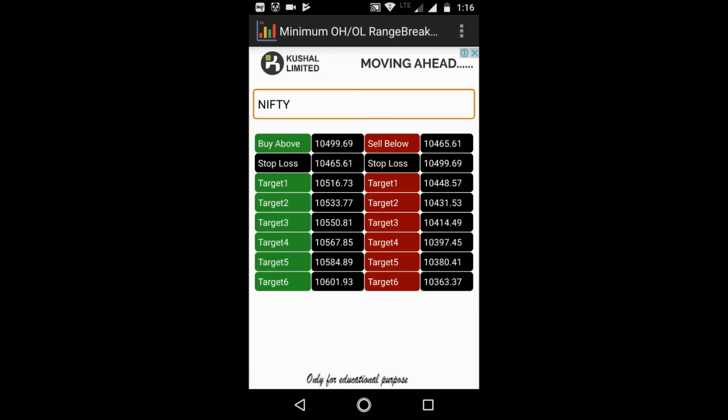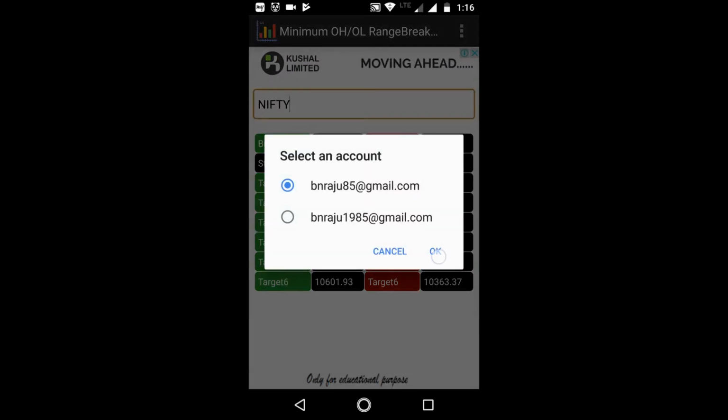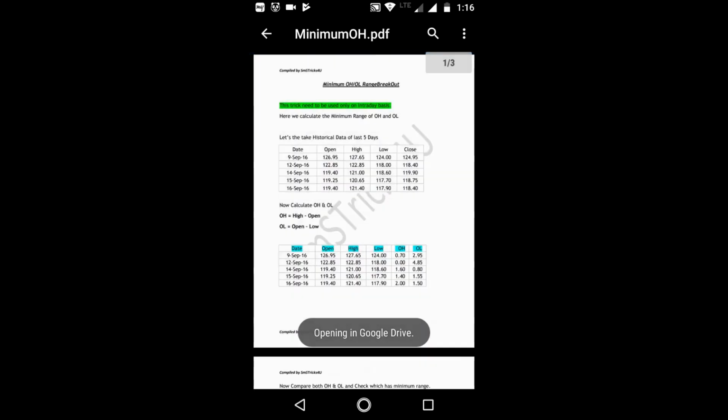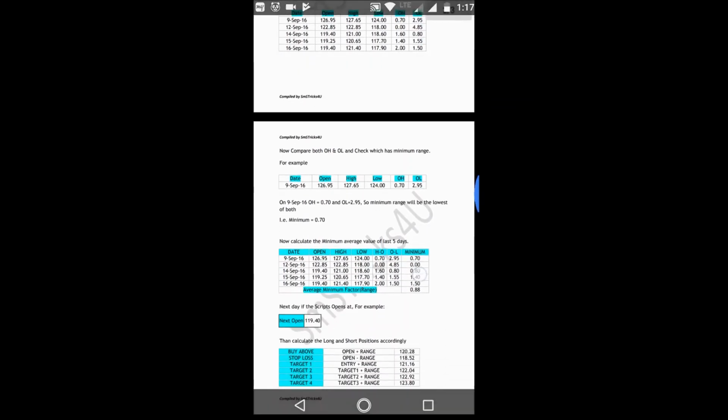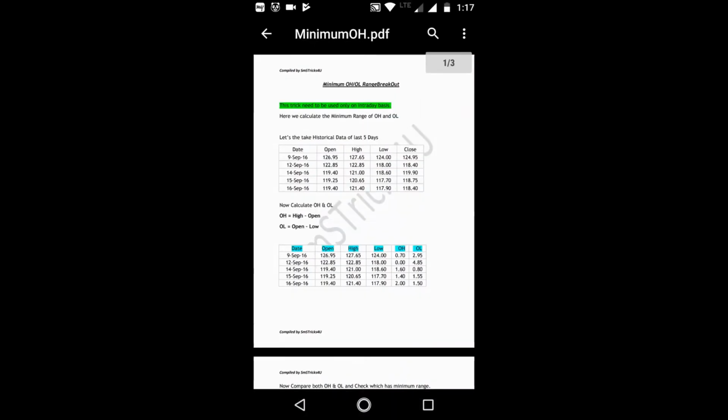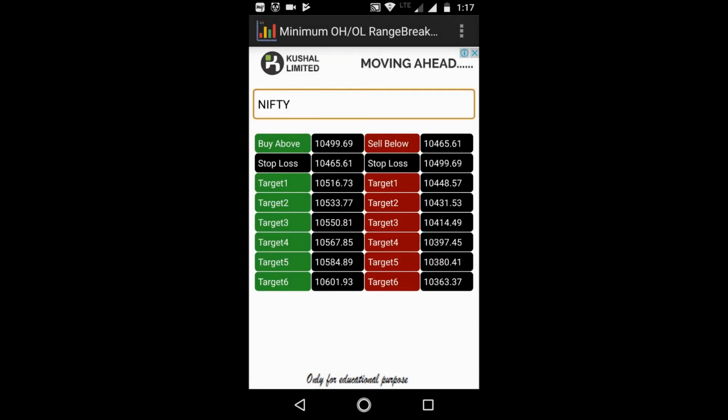Some signals are generated. Now, before getting into this strategy, again I will ask you to go to the menu option and click on About OHOL range breakout. This will give you a brief introduction about the strategy. This step is common for all other strategies as well. Now you can see the documentation has been loaded, and here you will get the entire description. I'm not going to cover any strategy as of now because this is just an introduction video.